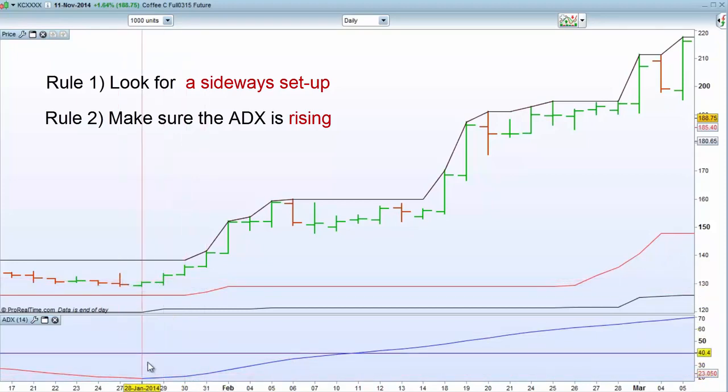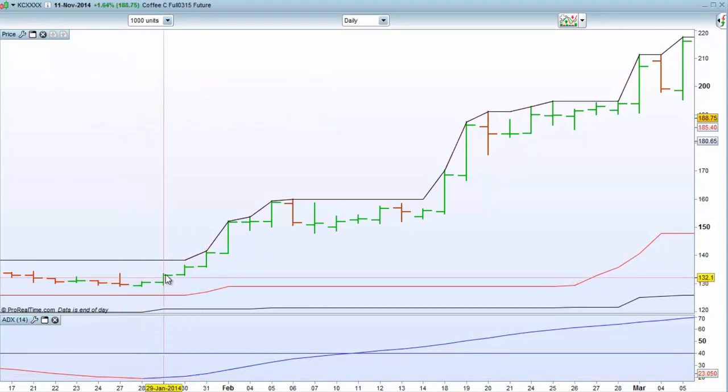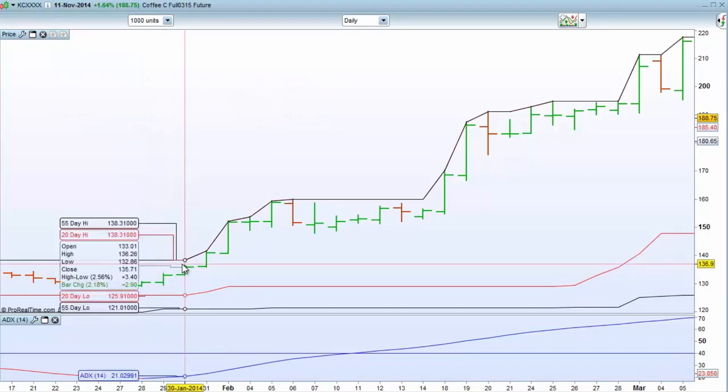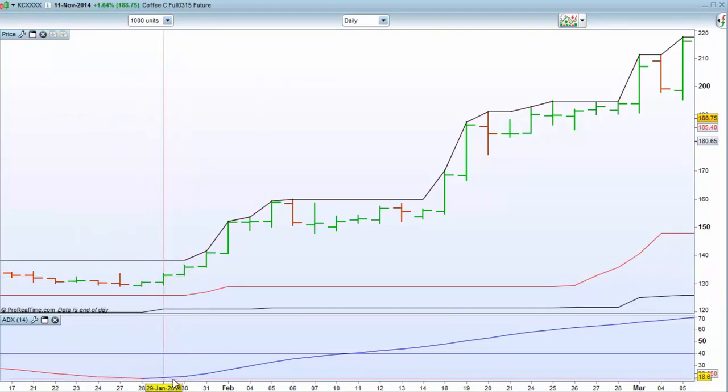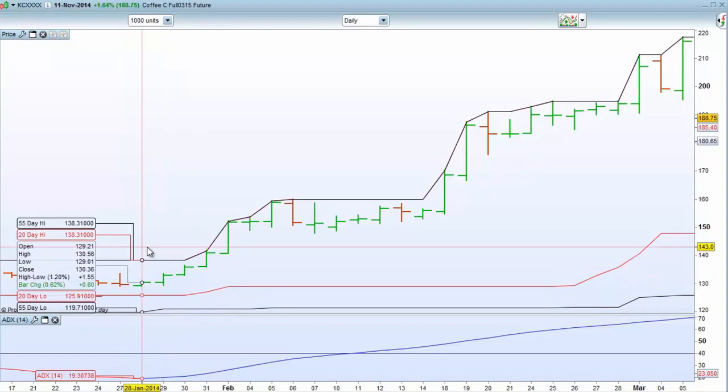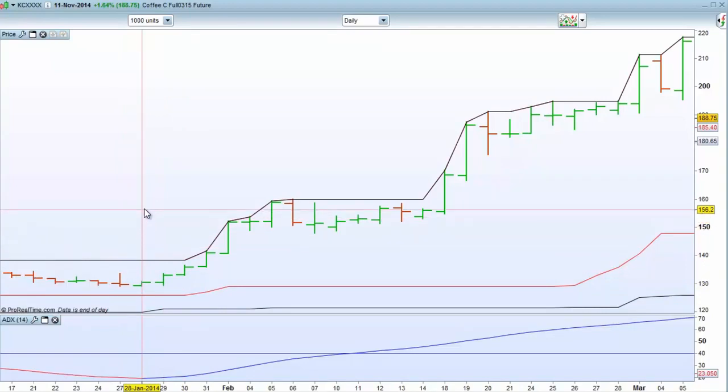Now, we notice that as the ADX starts to rise, so does the price of coffee, which is interesting. The ADX, remember, does not indicate direction of trend. It only indicates the strength of the trend. So even though this is rising, it could have been rising in a down market. And I'll show you that in another example. But in this example, we're looking for 3 things. The price action to be near a 55-day high or 55-day low, a sideways setup, and a rising ADX. And we have all three.